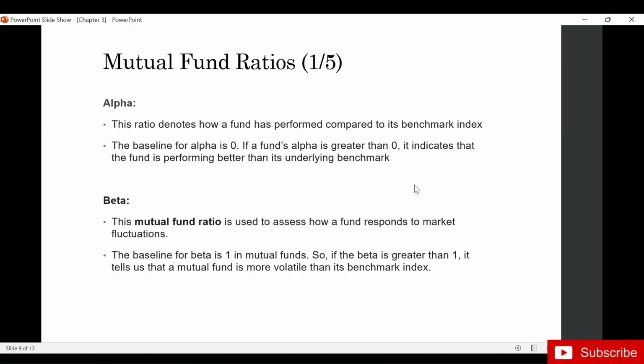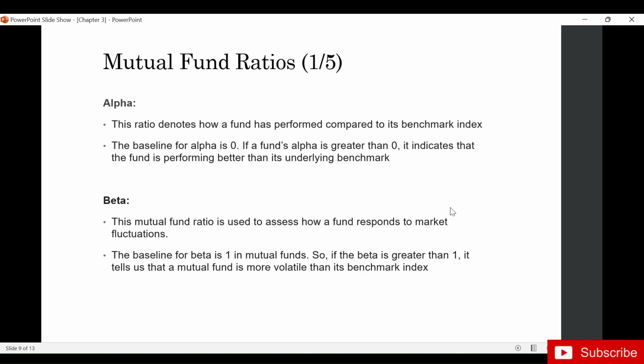In lesson 3 of chapter number 3, we will talk about the different mutual fund ratios. So, mutual fund ratios are helpful for investors for comparing different mutual funds and selecting the best fund to invest in. An investor can refer to a mutual fund scheme's fact sheet for finding the values of these different ratios.